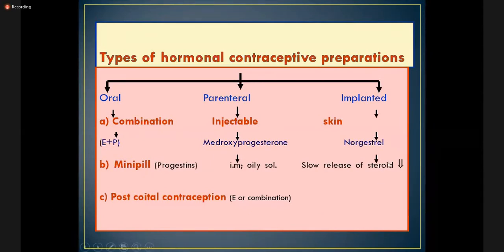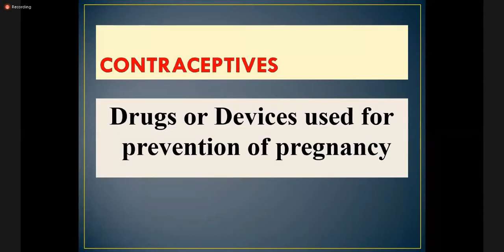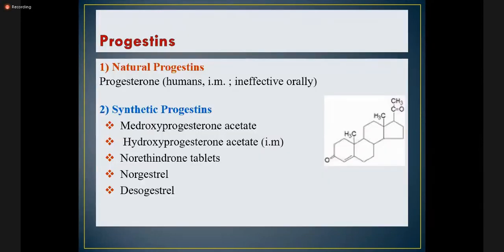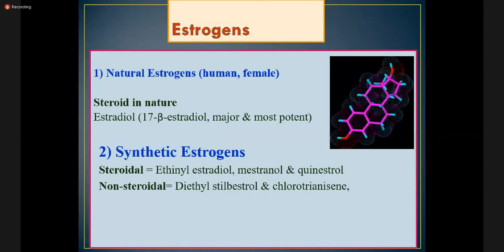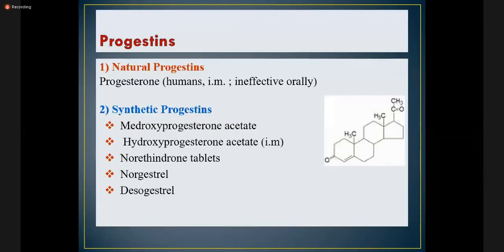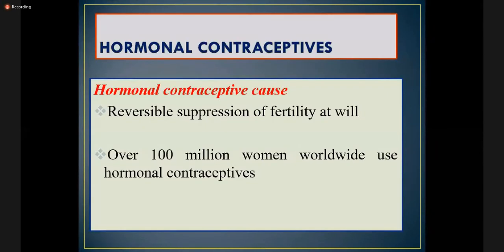One of the key examples that we use as an implanted contraceptive preparation is norgestrel. You must know which group norgestrel belongs to: the estrogen group or the progesterone group. These are the examples of estrogens, the steroidal ones: ethinyl estradiol, mestranol, quinestrol. And these are the examples of progestins. So here you can see norgestrel. This implanted preparation has a progestin.